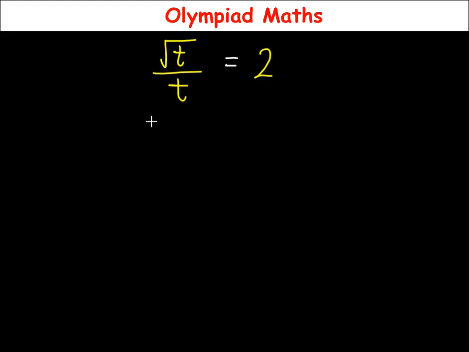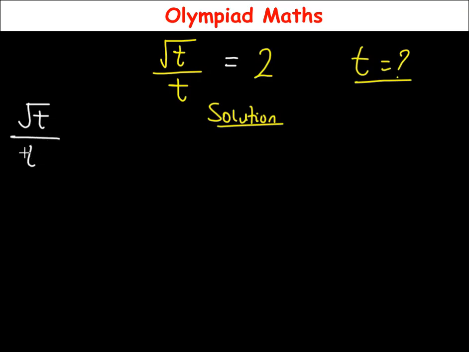Hello everyone, welcome. In this video, let us solve this equation. So we have root t over t is equal to 2, and here we want to solve for the values of t. So t is the unknown we are looking for. Now to do this, solution. So the equation is root t over t is equal to 2.